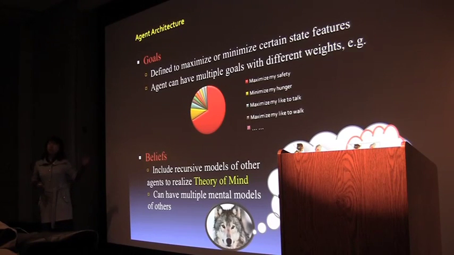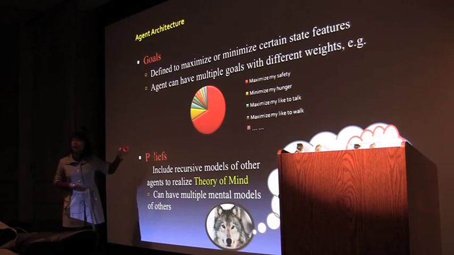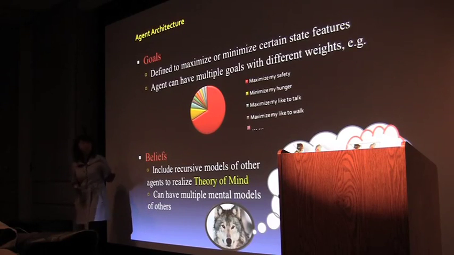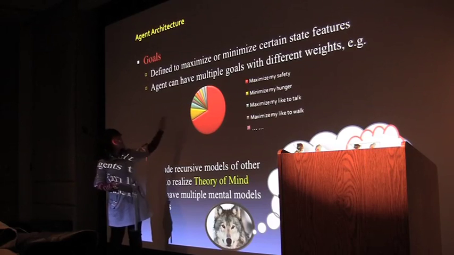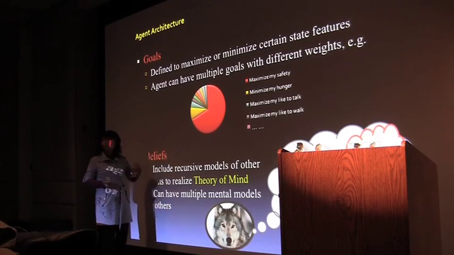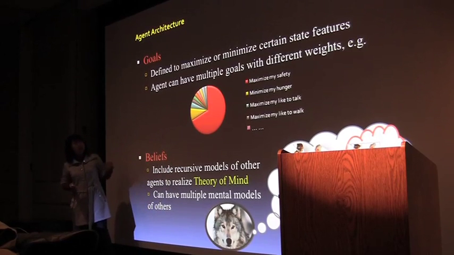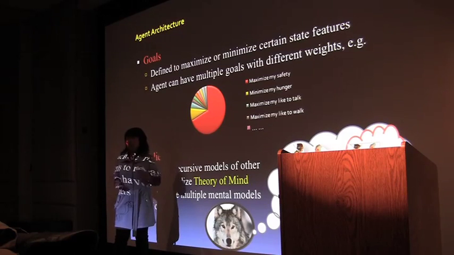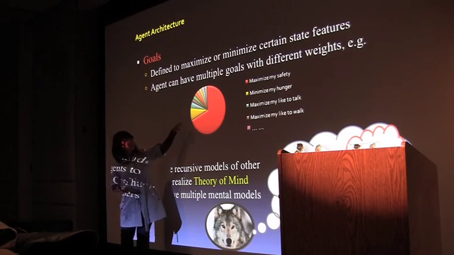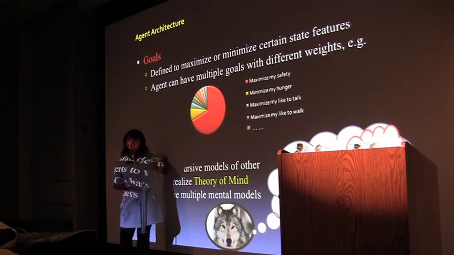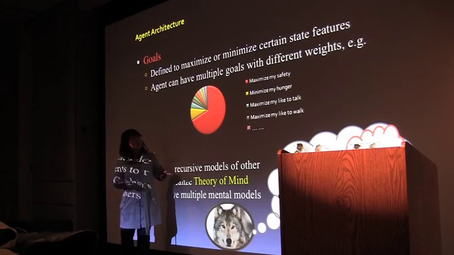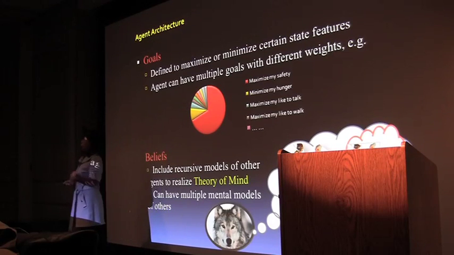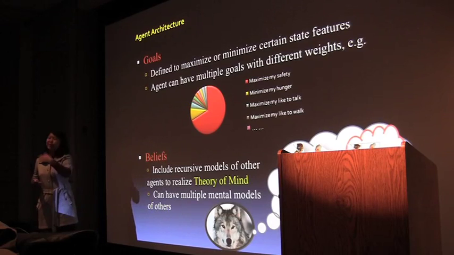We model the agent's motivation in the story as a collection of goal items. Each goal is to maximize or minimize the value of a certain state feature. For example, here I used this kind of pie chart to represent the model of the wolf character in the story. His most important goal, as any animal, is to maximize his own safety. Maybe the second most important goal for him is to minimize his level of hunger. And since we try to model this fairy tale, it's like human-like interaction.